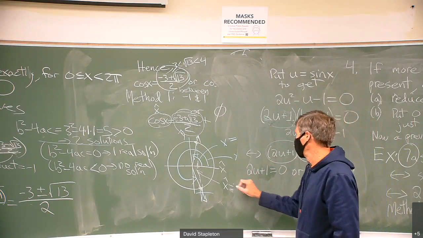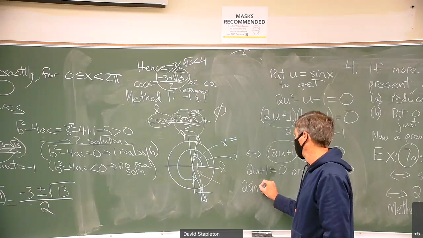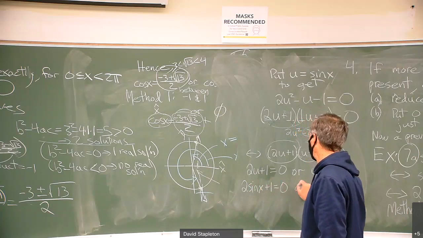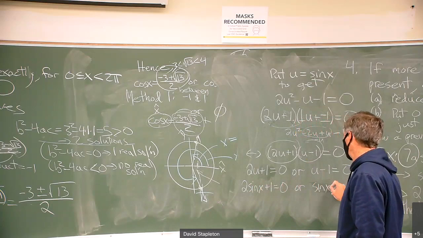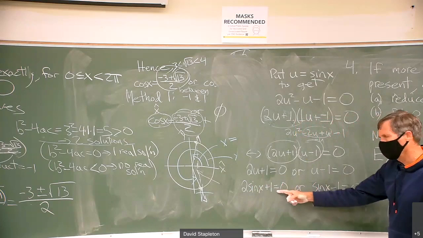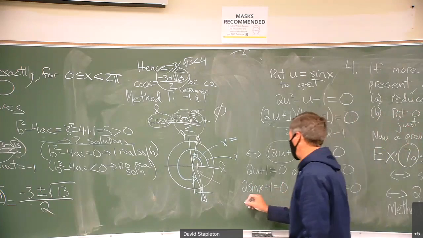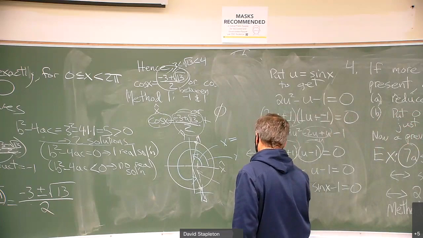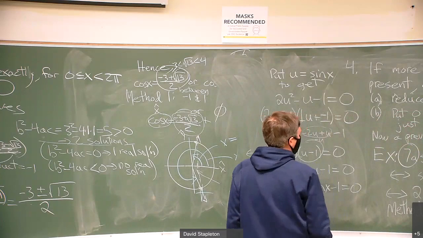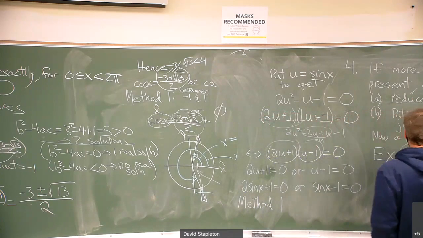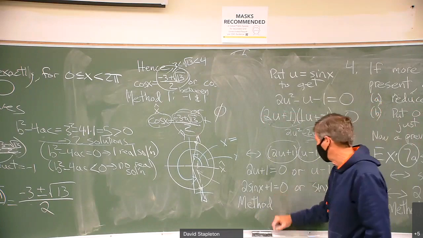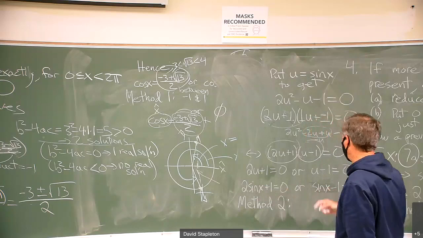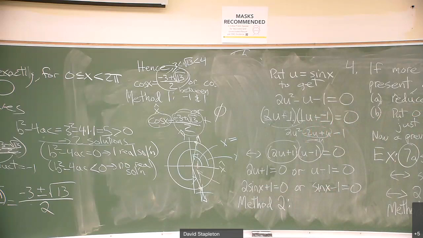Well, this is 2 sine x plus 1 equals 0. And this one is sine x minus 1 equals 0. Oh, it's a linear equation of trig function. So now I'll go to method 2. I apply method 4 because it has two trig functions, reduce it to a quadratic equation of trig function. Then I apply method 3 to reduce it to two linear equations. Now apply method 2 for linear equations of the trig function.